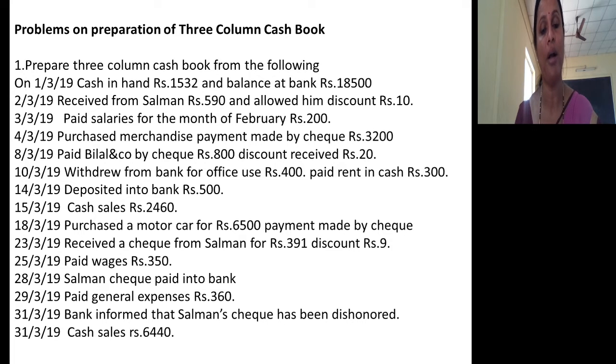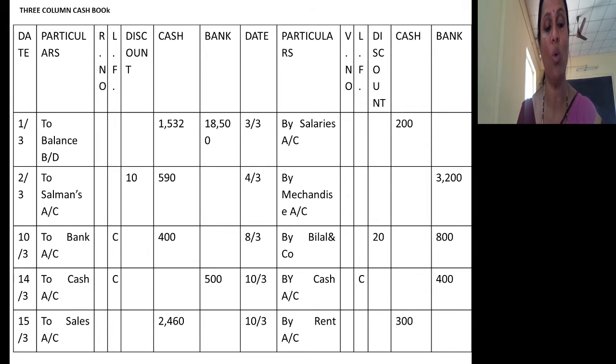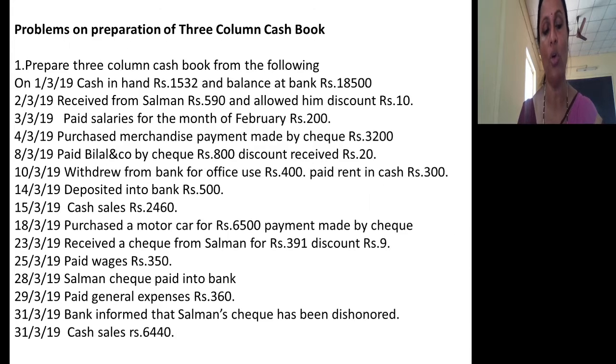So next, withdrew from bank for office use 400. Whenever amount is withdrawn from bank for office use, what's the journal entry? Cash account debit to bank account. It will appear on debit side of cash book in cash column, on credit side of cash book in bank column. So it's a contra entry. So you just see how I recorded. So in cash book on debit side to bank, I record in cash column 400. At the same time on credit side by cash, in bank column 400. So as it's a contra entry, definitely letter C must be recorded in ledger folio column, specifying it's a contra entry.